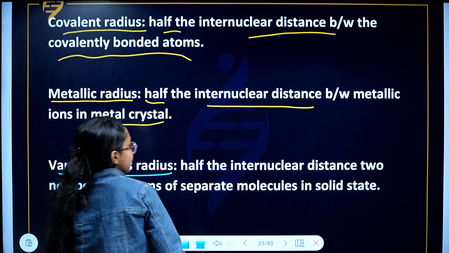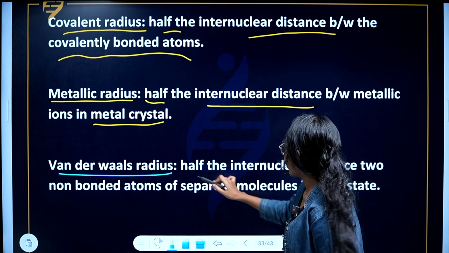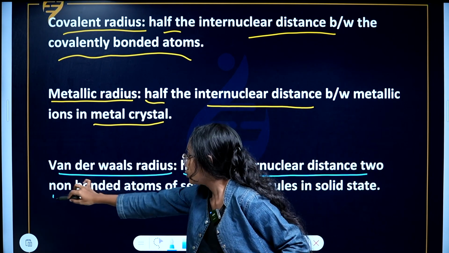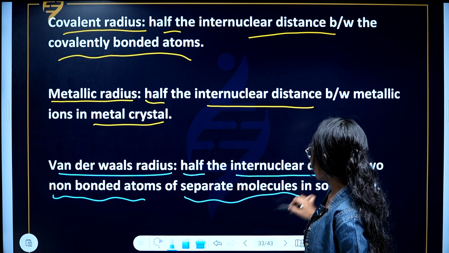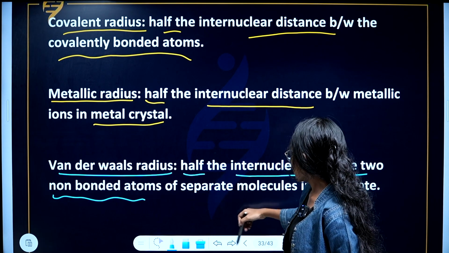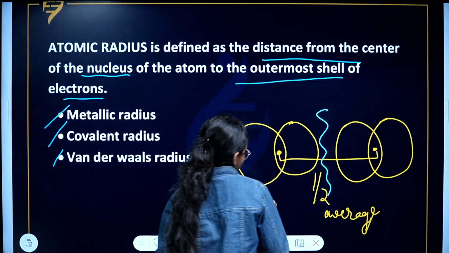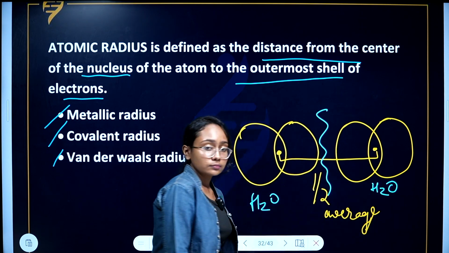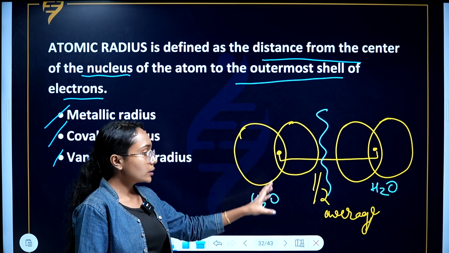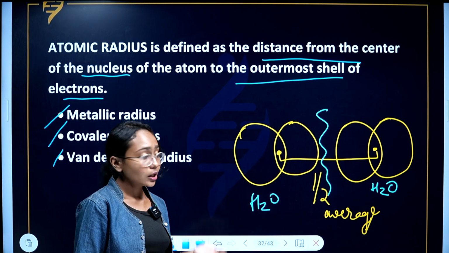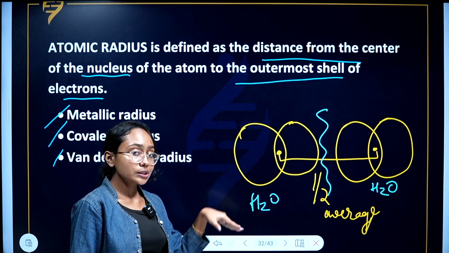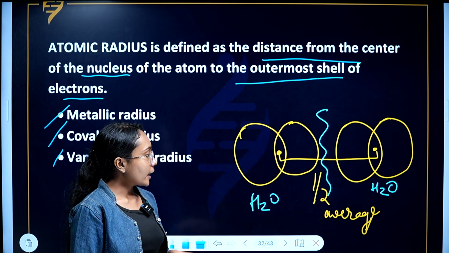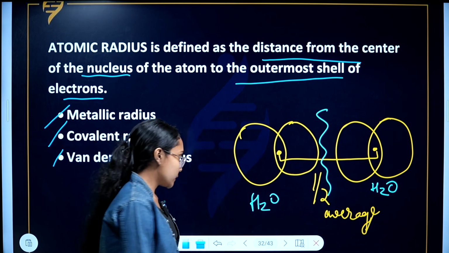Van der Waals radius is half the internuclear distance between two non-bonded atoms of separate molecules. In the previous case, I have taken an H2O molecule here. You can take any molecule in the solid state when they are under the influence of van der Waals force and are not in touch, two molecules kept separately, then they will have the van der Waals radius.